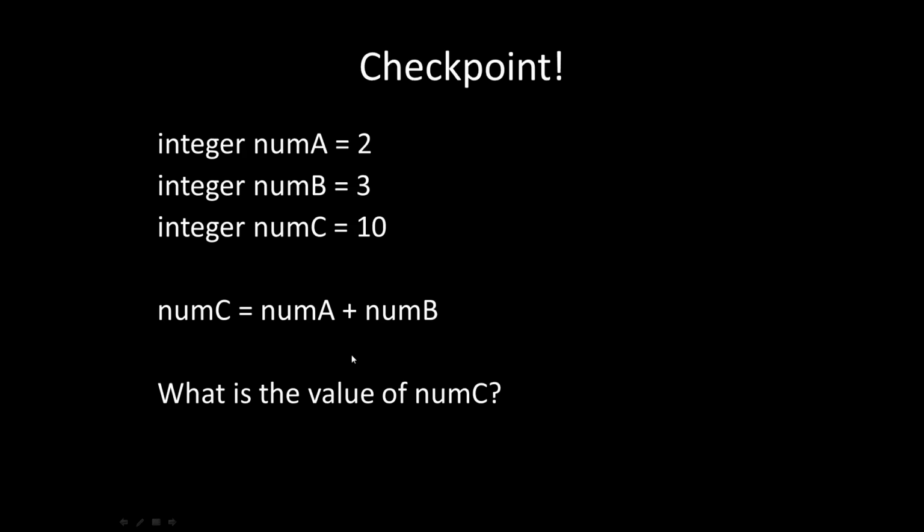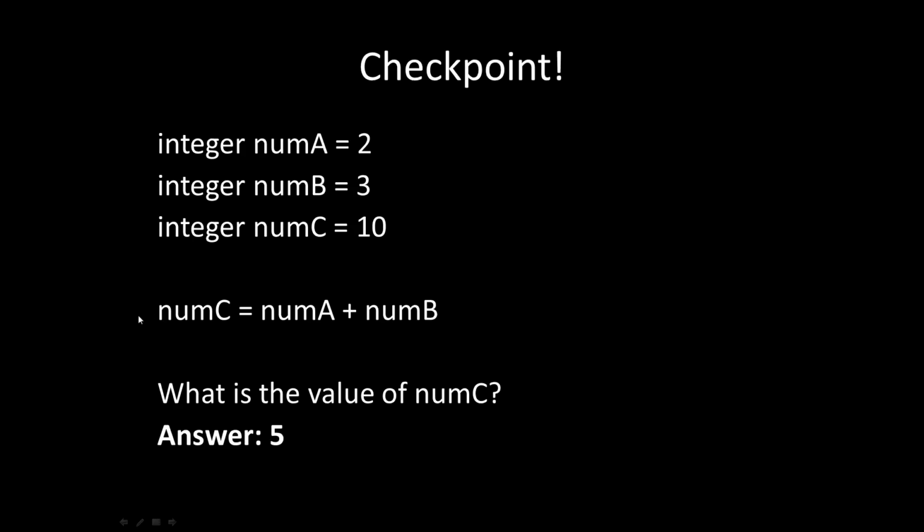The answer to this question is 5. Here's why. In the first statement, we declare the variable num_a of type integer and initialize it to a value of 2. In the second statement, we declare num_b as an integer and initialize it to a value of 3. And then we also declare integer num_c and initialize it to a value of 10.